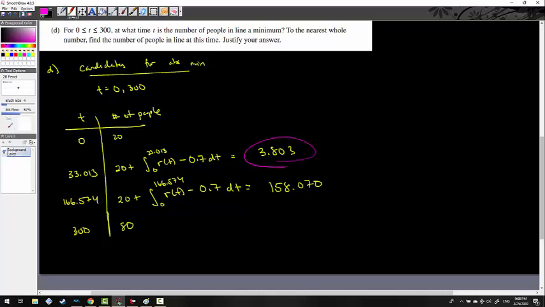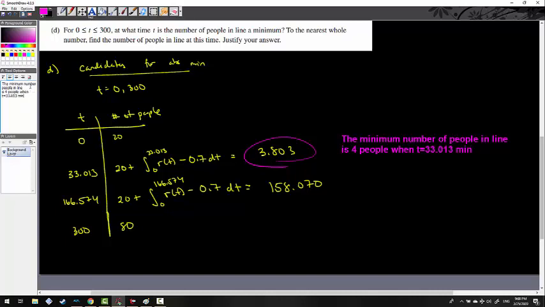So what you do is you then justify at the end. Your work serves as the justification, but the final fatality, if you will, if this was Mortal Kombat, then you would say the minimum number of people in line is 4 people when t equals 33.013 minutes.